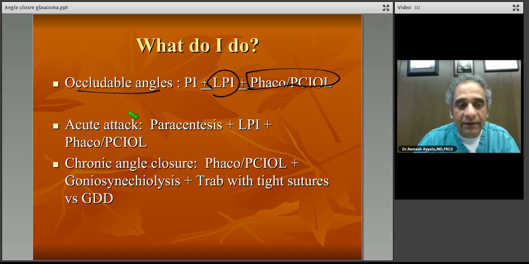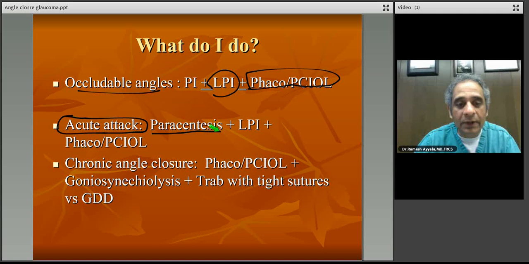During an acute attack, what do I do? I've long given up putting the patients through oral and IV medications and waiting and waiting in the clinic for hours on end before the attack resolves. As soon as I see a patient with acute angle closure glaucoma, the first thing that I do is talk to the patient.